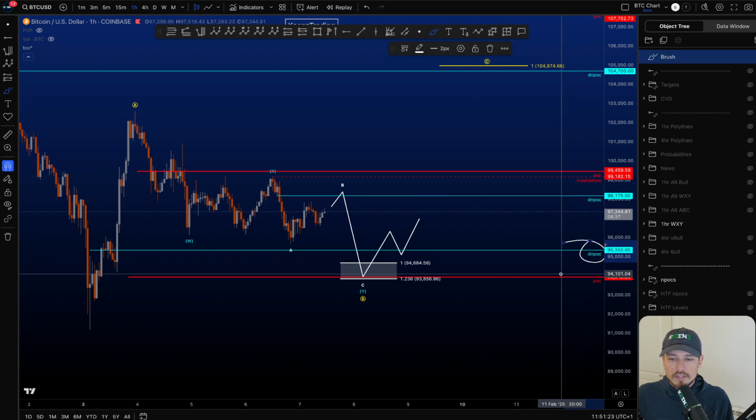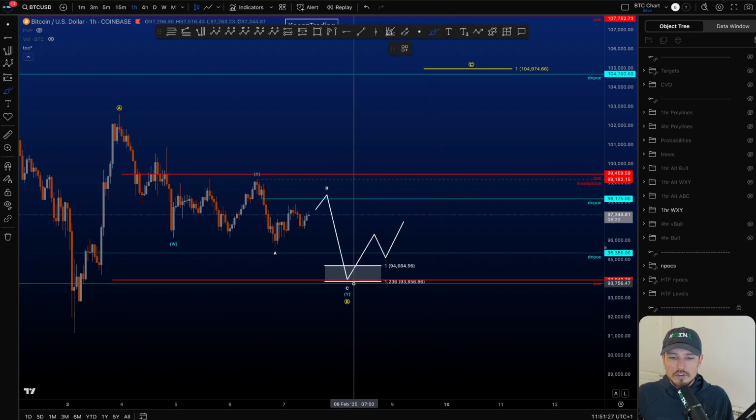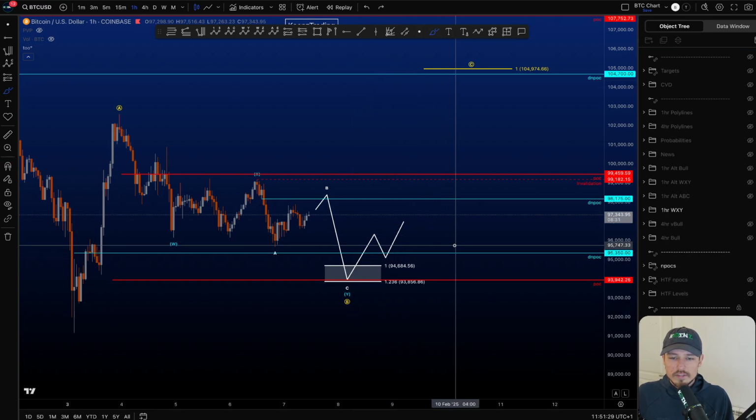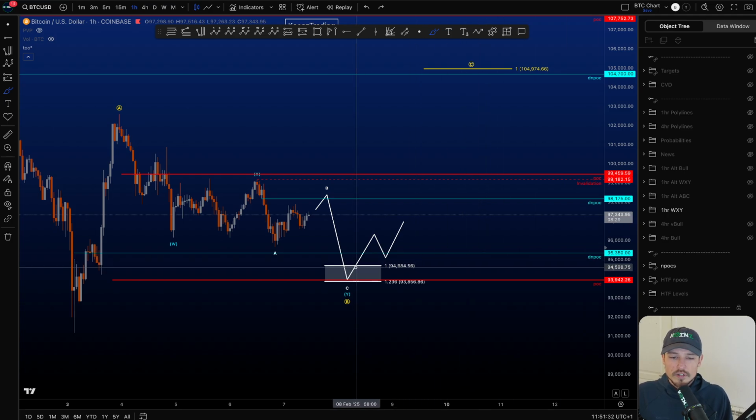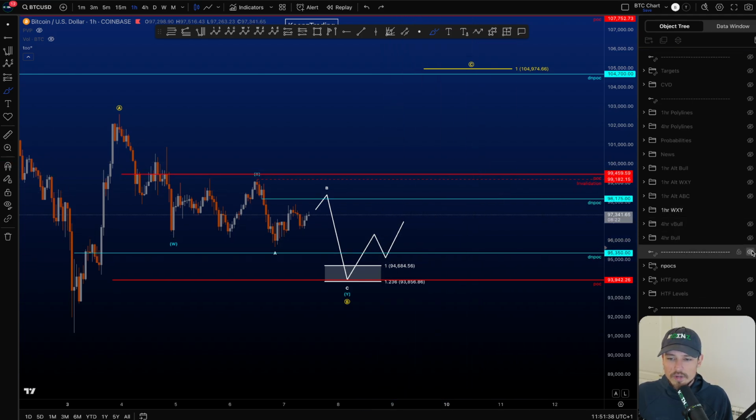We also have some support here, 95.3K. Now after that low, you then want to see price moving towards the upside. And of course, during the weekend, basically what we want to see is a move up and then a bit of a range during the weekend and then continuation next week.